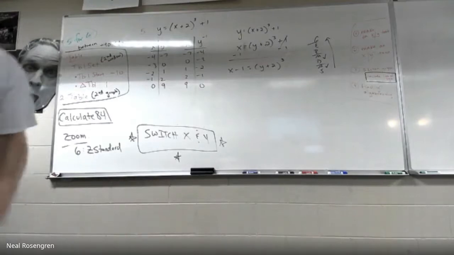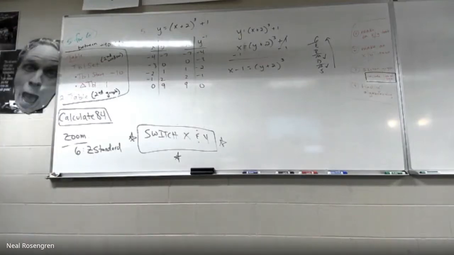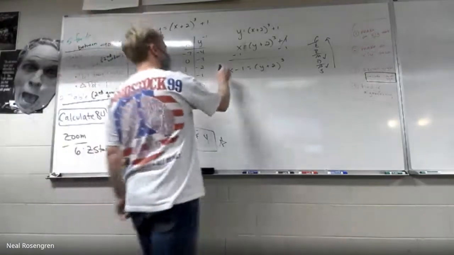We've got a cube, so we've got to get rid of it. Now, when it was something squared, the opposite of that was a square root, because those go together. This is not y plus 2 squared. This is y plus 2 cubed. So the opposite of squaring something is a square root. What's the opposite of cubing something? Cube root. That's what I'm going to do on both sides.